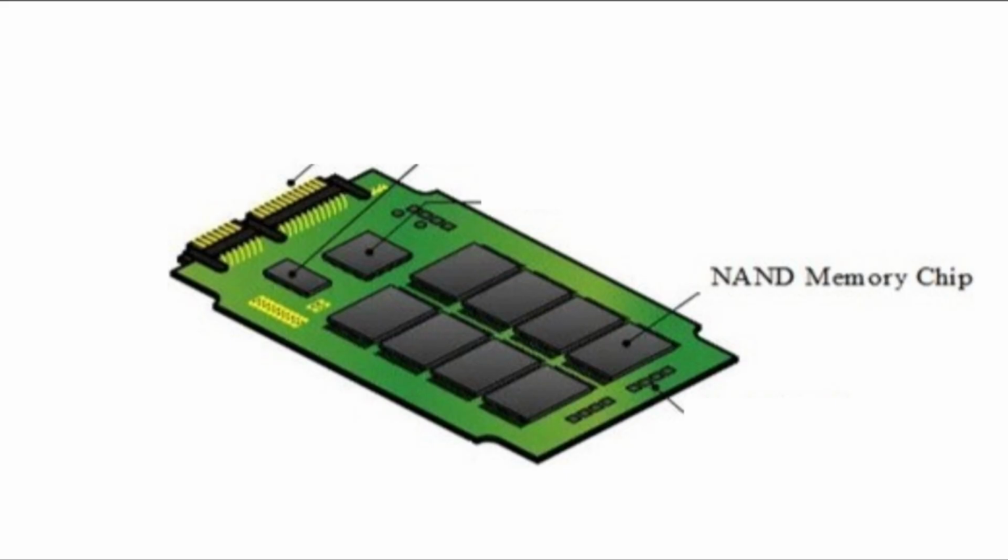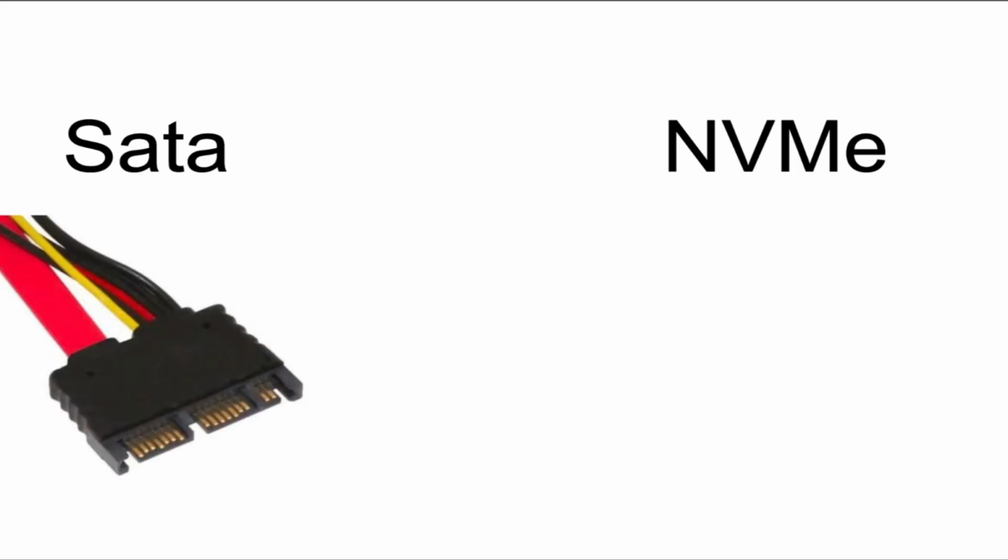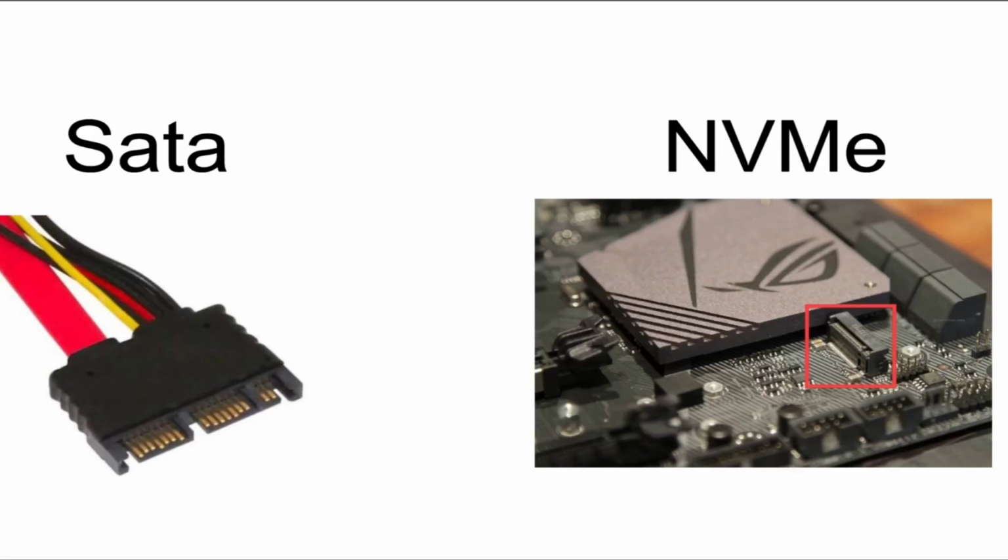Now, not all SSDs are the same. The most common types of SSDs are SATA SSDs and NVMe SSDs. A SATA SSD connects using the same connector that is used for hard drives. It's still a lot faster than a regular HDD. Meanwhile, an NVMe SSD connects directly through the motherboard through something called the M.2 slot, and it communicates through the PCI Express lanes.